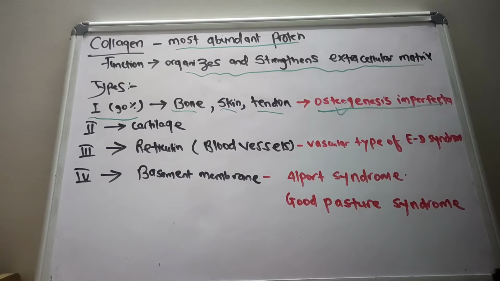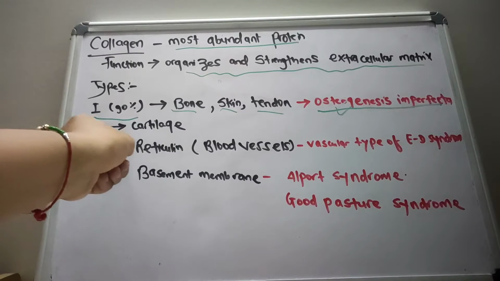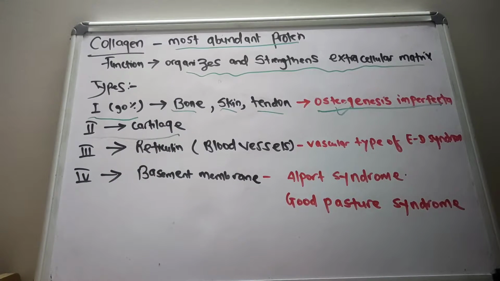And type 2 collagen is present in cartilage, including the hyaline cartilage. Other structures where type 2 collagen is present are the vitreous body and nucleus pulposus.